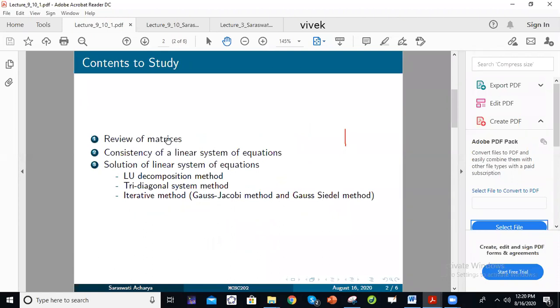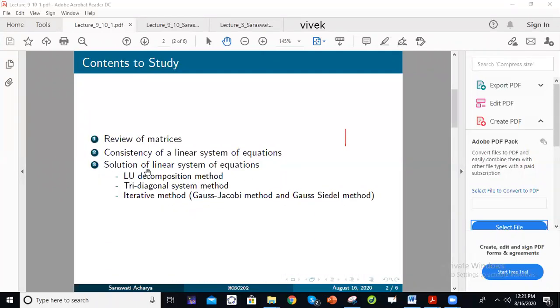One, review of the matrix, which I said already. Highlight types of matrix. Among them, diagonal, skew symmetric, upper triangular and lower triangular matrix. Besides system of equations, consistency of system of equations, mainly you see from row rank method. We have already studied this before, so these are the review part.